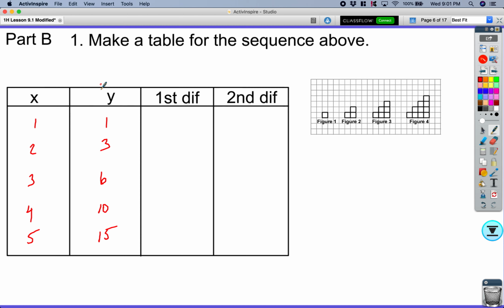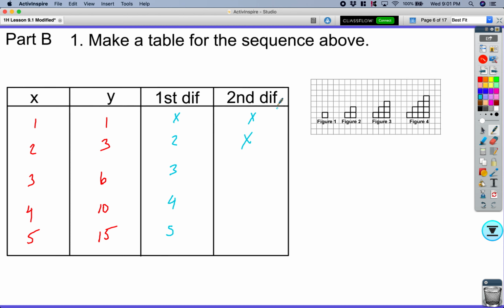So let's go ahead now and see if it's linear. Remember, guys, you can't just take any y values and find the first and second difference. You need to find it with consecutive x values. So if I did the first difference, from 1 to 3 it's 2, 3 to 6 it is 3, 6 to 10 is 4, and 10 to 15 is 5. As you guys can see, this is not linear because it doesn't have a constant first difference.